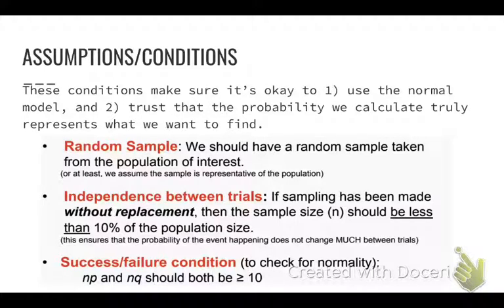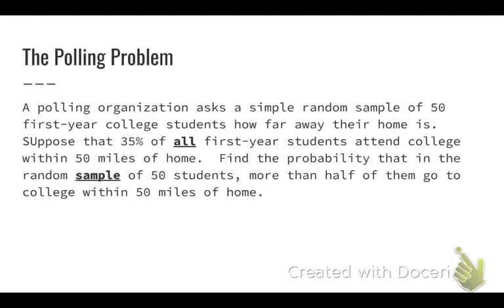Well, in proportions, how do we do that? Well, we make sure that we have at least 10 successes and failures, right? So if I have at least 10 successes and failures, then my sampling distribution is going to be roughly normal. So with all of these conditions met, we then can use the normal model to represent the sampling distribution of proportions, right?